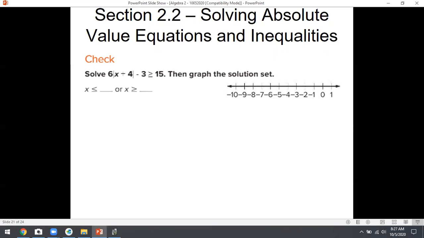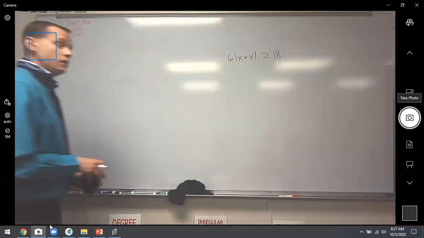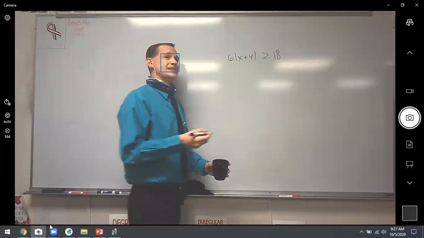Right off the bat, though, on this one, even while you're writing it down, what should you probably do first? Get the 3 on the other side? Let's add 3. There's no reason to, like, not do some steps while we're here. So this is our absolute value right here. 6 times the absolute value of x minus 4 is greater than or equal to 18. The absolute value is still not by itself. So let's divide both sides by 6.